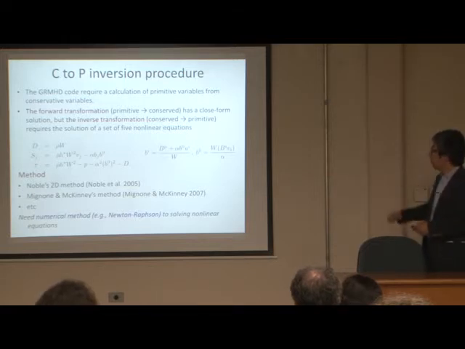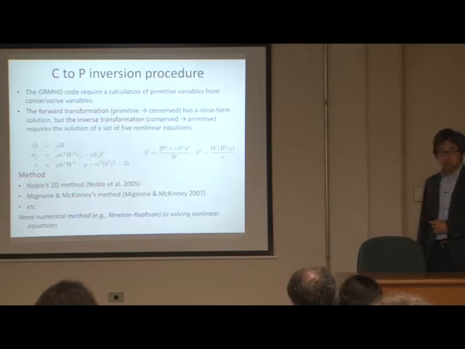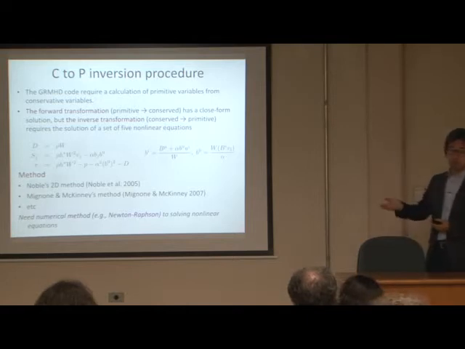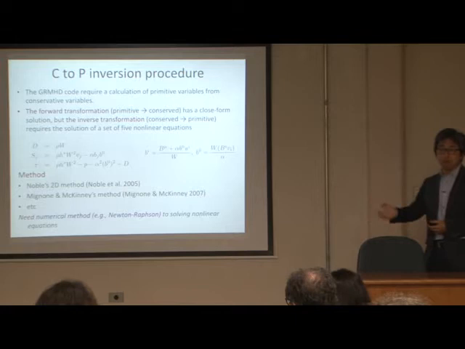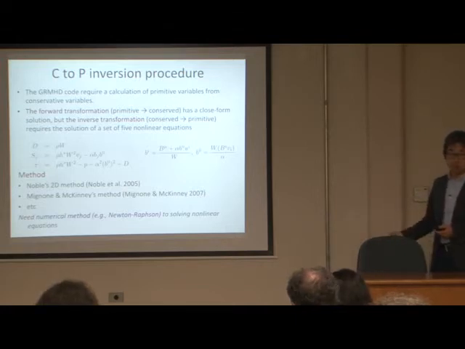Usually we use the Newton-Raphson method, but one recent paper uses a deep method. We need some numerical method for solving the nonlinear equation, a root-finder type thing, to get the density from the coupling of these conserved variables.